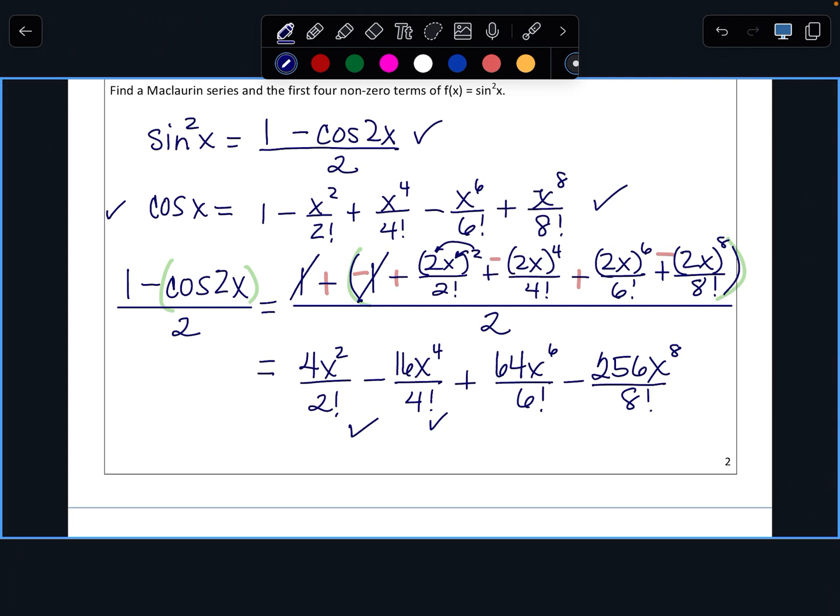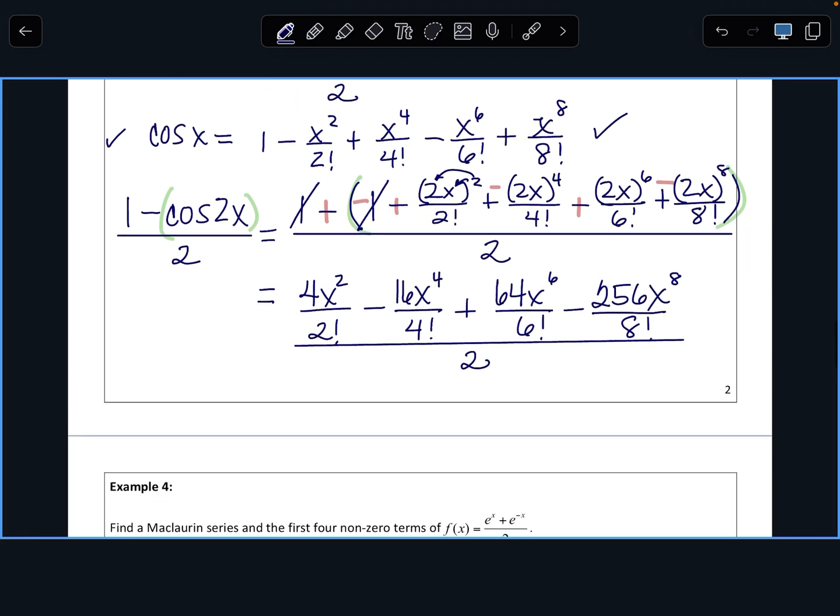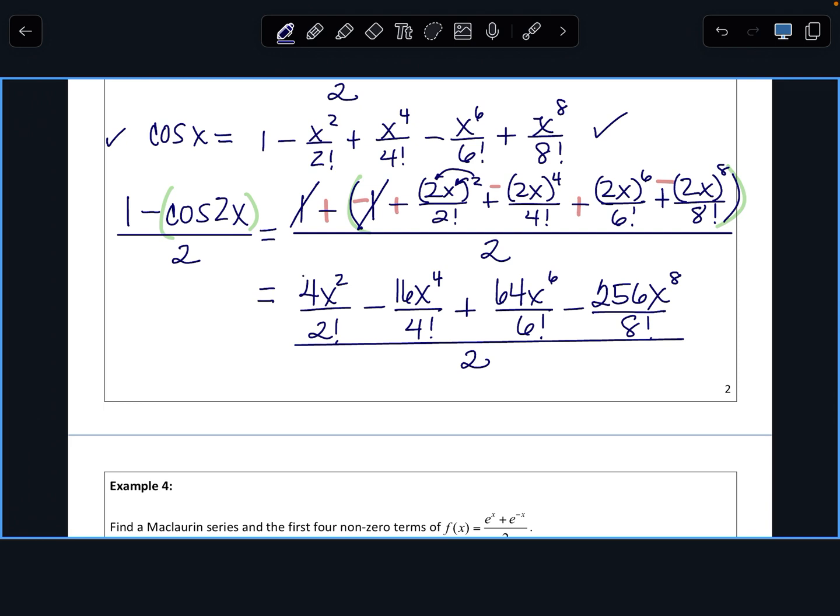Then remember that this is all divided by 2, so each one of these terms is divided by 2. We could actually simplify this a little quicker, but I'm going to leave it like this. When you divide by 2, the 2 goes into the numerator, and I'm going to leave the factorial alone. The 2 goes into the 4 in the first term, so it's 2x squared over 2 factorial, minus 8x to the 4th over 4 factorial.